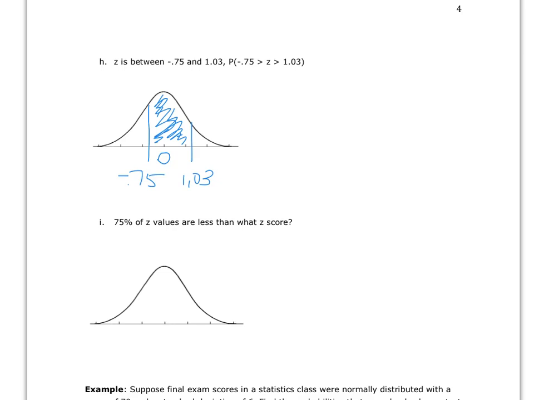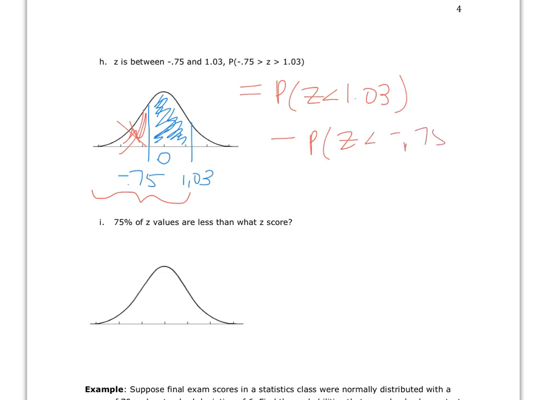If we look at just the piece of the curve that is just to the left of 1.03, we can find that probability, the probability that Z is less than 1.03. That's going to include this piece here, which we don't want, right? We want to get rid of that. So we're going to subtract that, the probability that Z is less than negative 0.75.